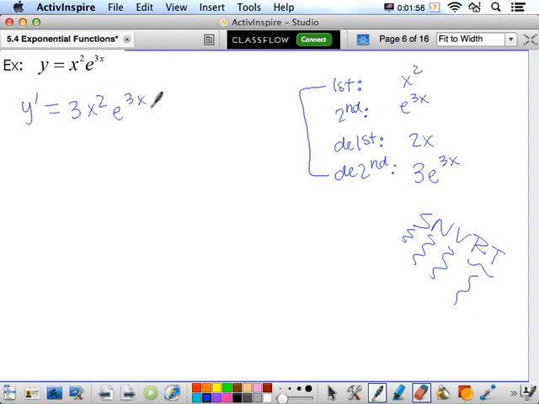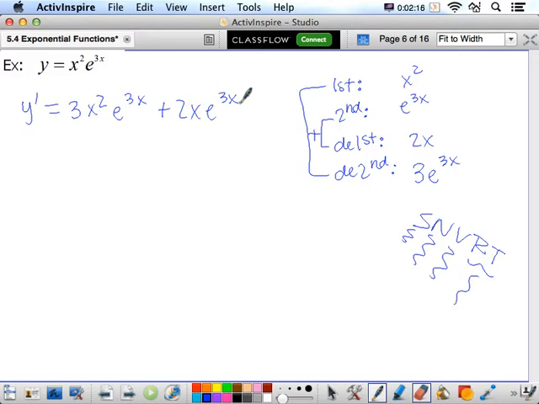So first times derivative of the second plus second times derivative of the first, which is 2x, e to the 3x. All right, now what, you guys? Can we stop there? No. Would you factor out? Would you combine like terms? Yes, it depends on the directions.